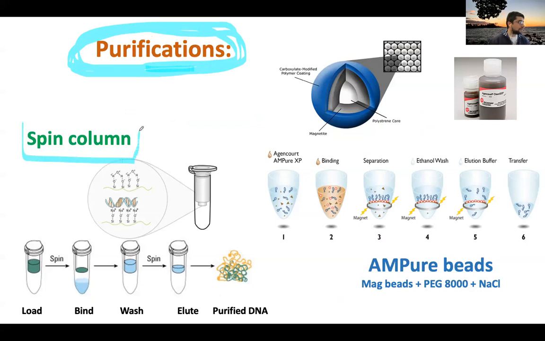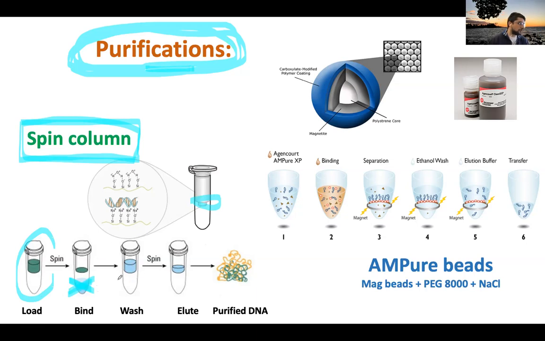One is the spin column. It's very similar to what you usually use for extraction of genomic DNA from your cells or your tissue. We basically mix DNA binding buffer with our DNA. We load it on a spin column, which has basically a filter that is able to bind DNA in the presence of the DNA binding buffer. Then we discard the flow through, which is usually contaminants, proteins, and buffers and stuff like that.